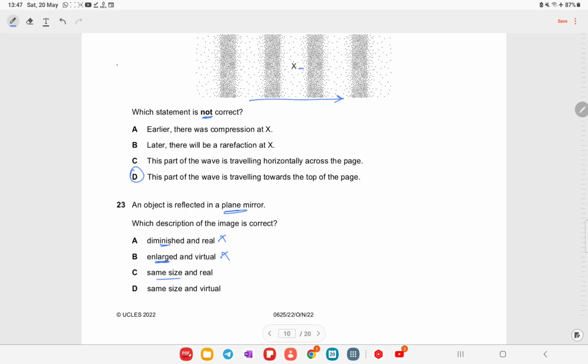Okay. Same size and real. Yes, this is right, but it's not real. And same size and virtual. Yes, this is the right answer.